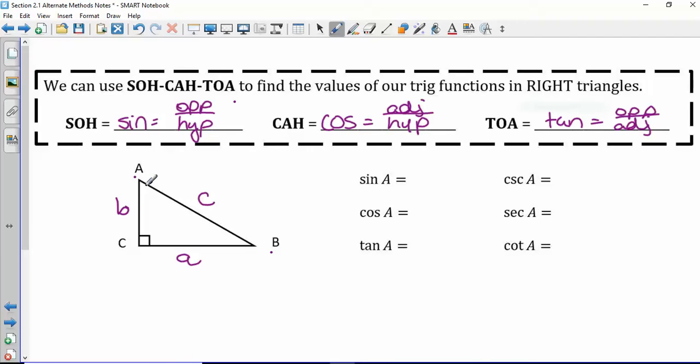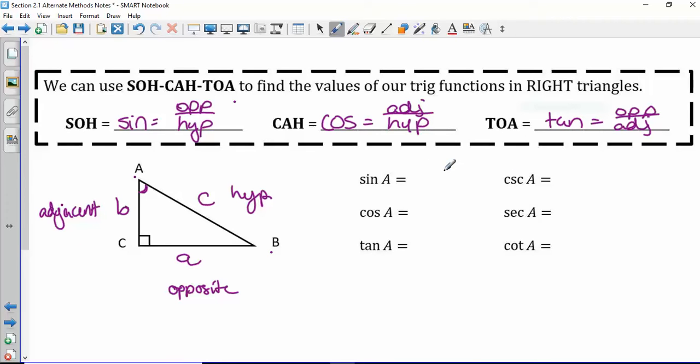From angle A, which one is my opposite side? Side A. Which one's the hypotenuse? C. Hypotenuse is always your longest side, across from the right angle. So that means B is our adjacent side. Alright, so let's fill in the definitions.